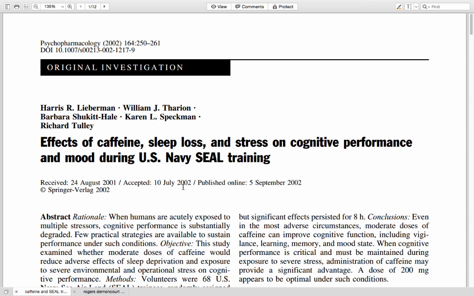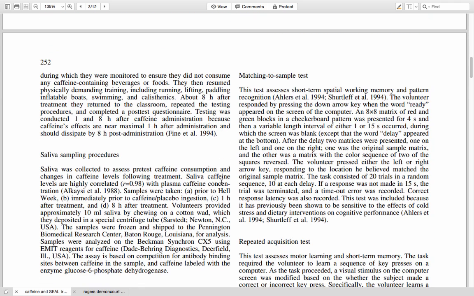So just to give you an example, I found a couple papers here, the effects of caffeine, sleep loss, and stress on cognitive performance. So I read through this paper, and I'm not going to go through every detail here. But one thing you'll find here is that caffeine's effects are near maximal 1 hour after administration. So that's something that I need to know, that 1 hour after drinking the coffee is when I should get the maximum effect of the caffeine.